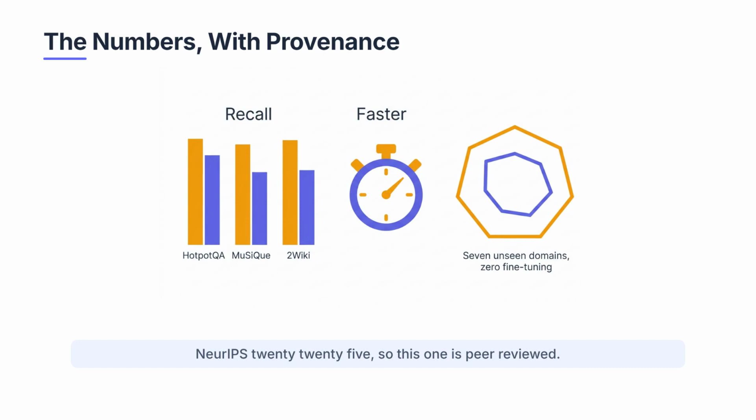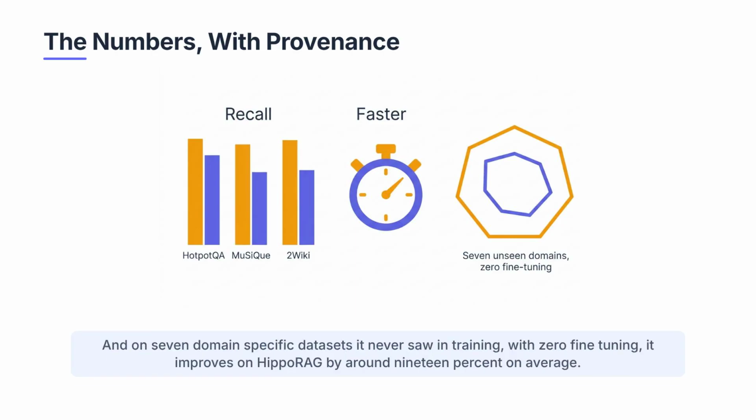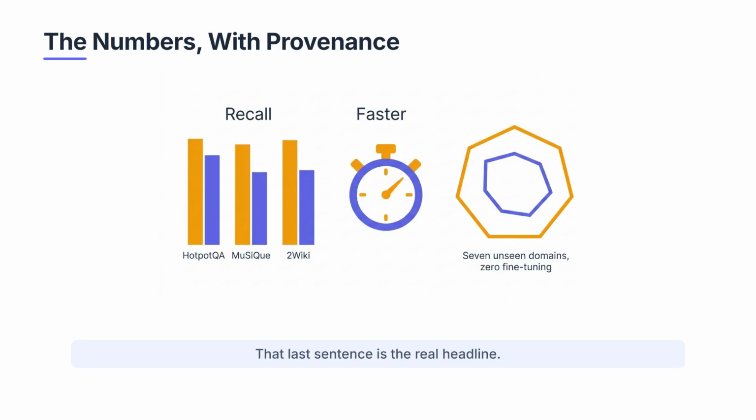NeurIPS 2025, so this one is peer-reviewed. Recall at 5 of 87.58 and 95.6 on HotpotQA, MuSiQue, and 2Wiki, beating a multi-step pipeline while doing only single-step retrieval at roughly 1/30th of its latency. And on 7 domain-specific datasets it never saw in training, with 0 fine-tuning, it improves on HippoRAG by around 19% on average. That last sentence is the real headline.